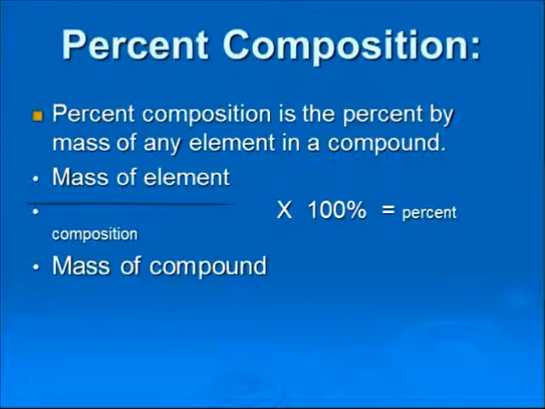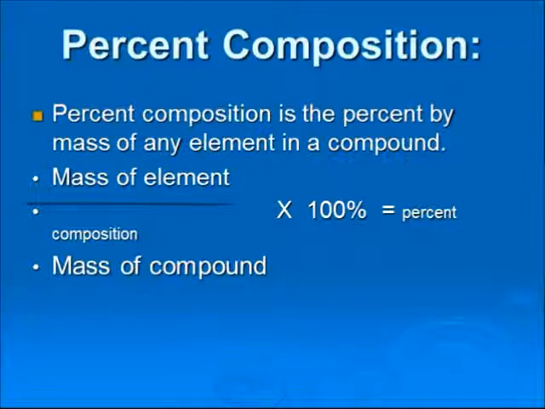All that is, you're just figuring out the percent by mass of any element in a compound. So first I'm going to take the mass of each element, divide it by the total mass of the compound, and multiply that times 100, and that's going to give me my percent.